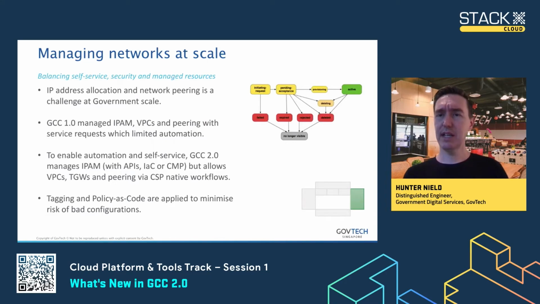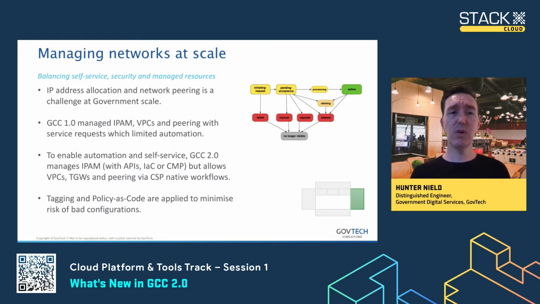Managing networks is such a fundamental piece, and so much of what it was in GCC 1 was about controlling these elements, which may be very limited resources or important resources. IP address allocation is always such an important part, because IPs are generally limited, so even inside of government without private address spaces. Network peering is also a potential security risk, so we needed to be able to manage that, but also balance it against the needs for self-service and security.